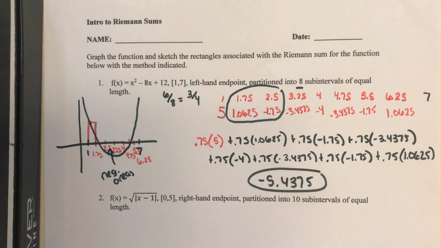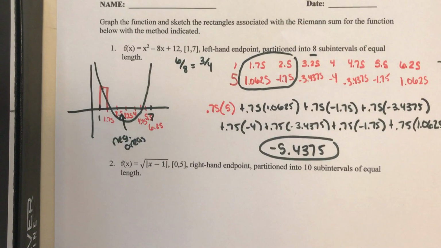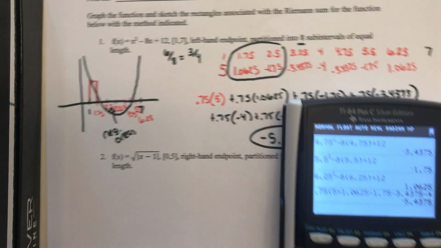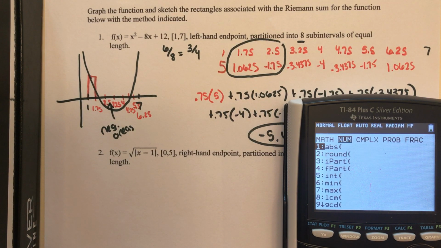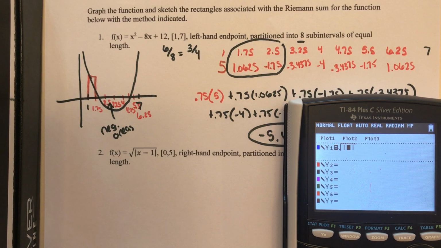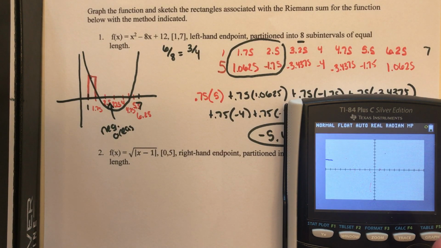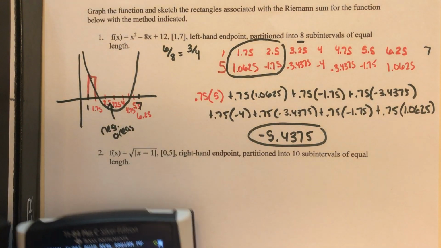Okay, so we're actually just going to set up number 2. So I'm going to graph this. We have the square root of the absolute value. So you're going to go to the math button, over to number, and there you have the absolute value of x minus 1. And we're going to go from 0 to 5.